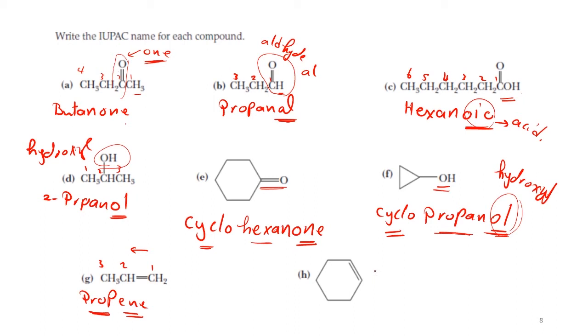Here I have a cyclic structure, and in that case I have a double bond, so I would number to give my double bond the least numbering. And in that case I have 6 carbon atoms. So I have cyclo, because I have a cyclic structure, then I have hexa, then I have ene to indicate that I have, in that case, a double bond on my structure.